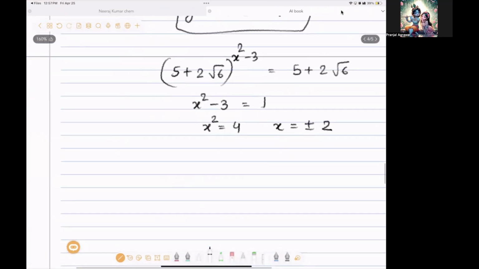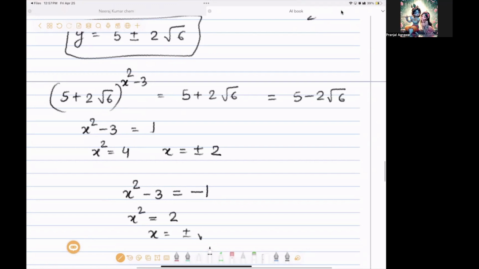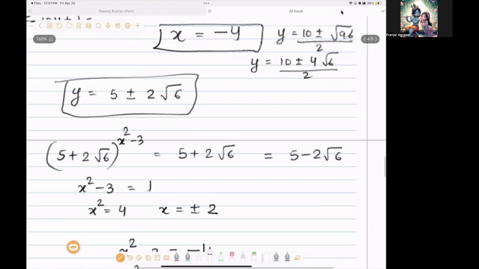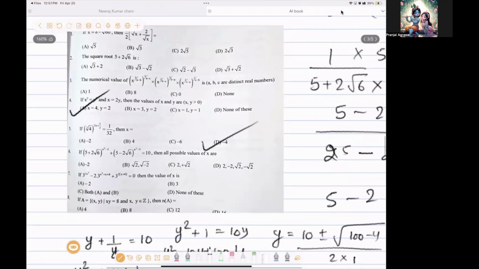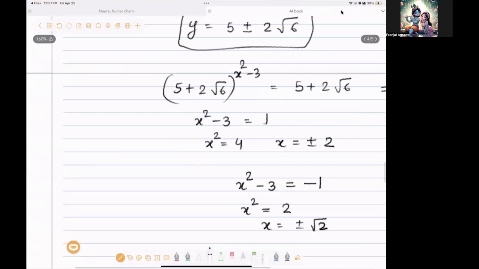And when we take this as minus, suppose this is equal to 5 minus 2 root 6. So we have seen this is 1 by y. So can we write x square minus 3 is equal to minus 1? So x square is equal to 2. And x is equal to plus minus root 2. Now what are they asking in the question? All possible values of x. So we can see we'll get 4 values: 2, minus 2, root 2 and minus root 2. Right?